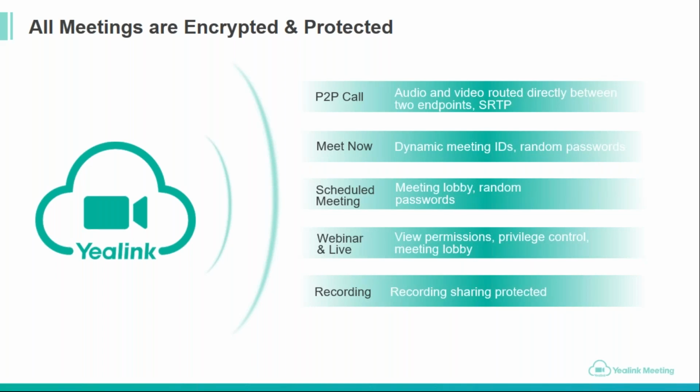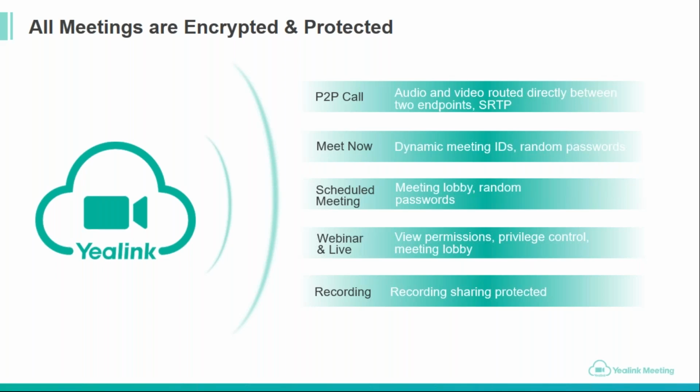Here we see how Yealink Meeting encrypts and protects your meeting. When you make a P2P call, coding of audio and video will be done by the two endpoints. It won't go to the Yealink MCU data center. And SRTP is adopted to encrypt the transmission. When you have an instant meeting, the meeting ID and password will be generated randomly.